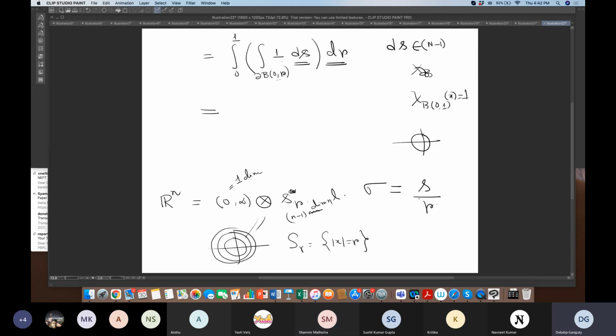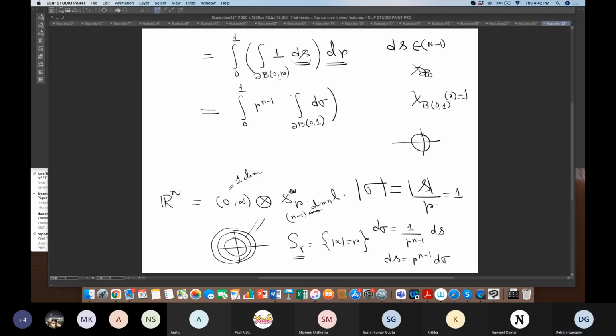Anyway, sigma is equal to s by R. So this s is actually on the sphere S_R. So this is an (n-1)-dimensional measure. So d sigma will be 1 by R to the power n-1 ds. So ds is nothing but R to the power n-1 d sigma. Okay? And what will be the mod now? |s| is R, because s is in the boundary of B(0,R). This is 1. So after change of variable, what I did: R to the power n-1, the boundary of B(0,1), d sigma dr.